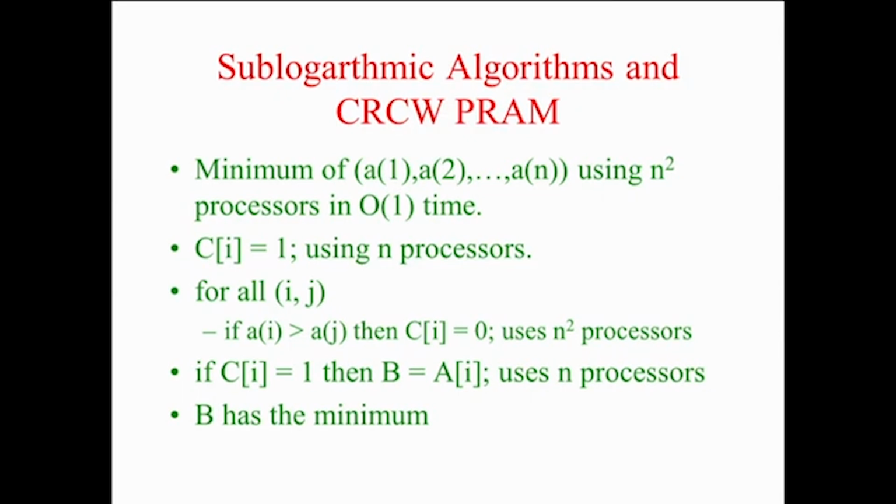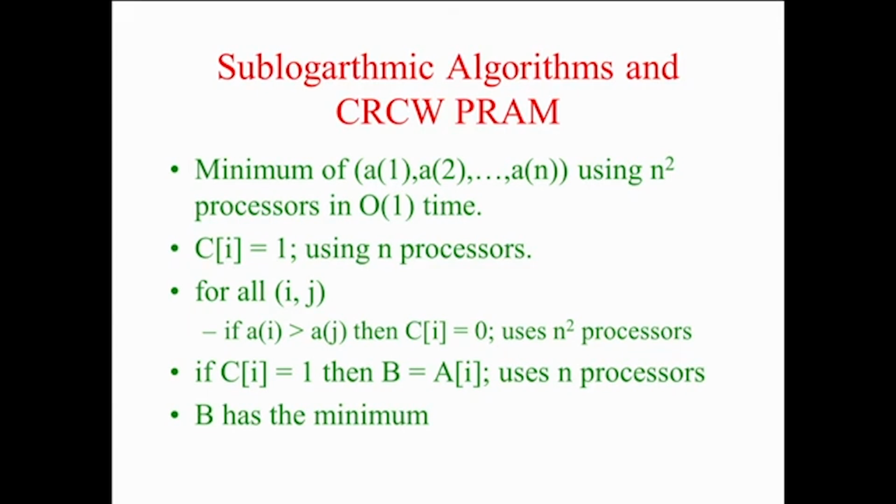Now let us do a much more fascinating algorithm of trying to find the minimum of n numbers. What is the time complexity to find the minimum of n numbers? Sequential time complexity is order n. Now let us see. Suppose I want to find the minimum of A1 to An using n squared processors. Suppose I am giving you n squared processors. I can do it in constant time, right?